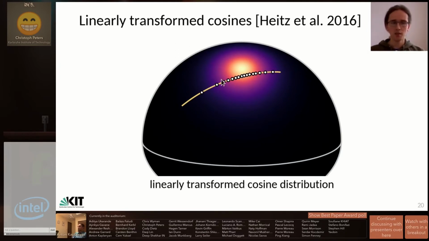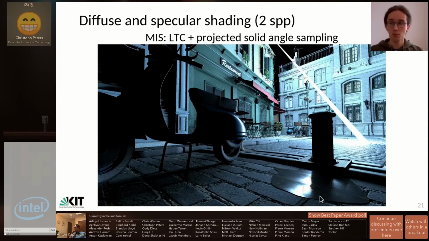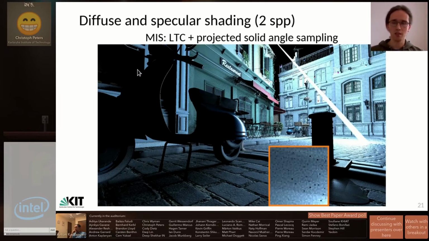And the class of distributions that we get in this manner is the class of linearly transformed cosine distributions. And these are known to provide good fits to commonly used specular BRDFs. So with that, we have good importance sampling strategies for diffuse and specular, namely projected solid angle sampling and LTC importance sampling. And if we combine both of these using an MIS heuristic that I derived for the SIGGRAPH paper, we get really low variance even in specular highlights.